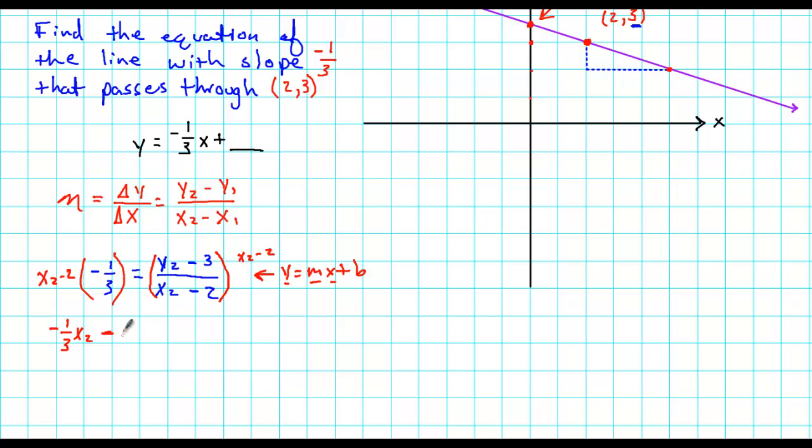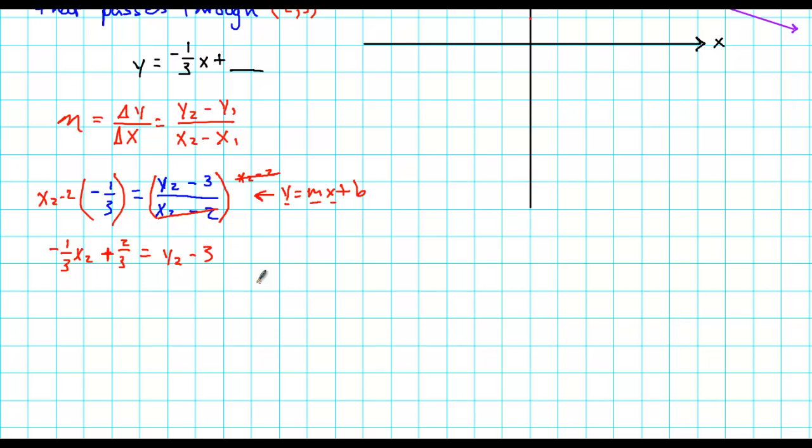Now negative and negative makes positive. And 1/3 times 2 is 2/3. On the left side here, on the right side, I mean, those will just cancel out. And I'm going to have y2 minus 3. This is looking really ugly, right? Well, that's okay. We're going to keep going because that's how math is. It's hard at first. It gets easier.